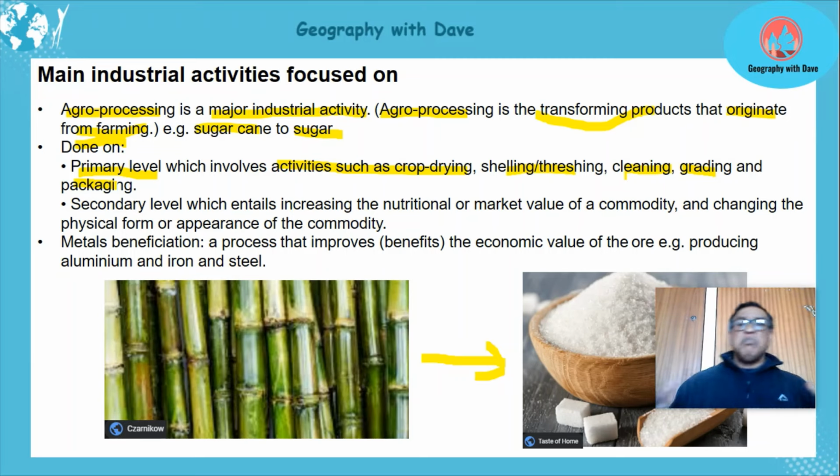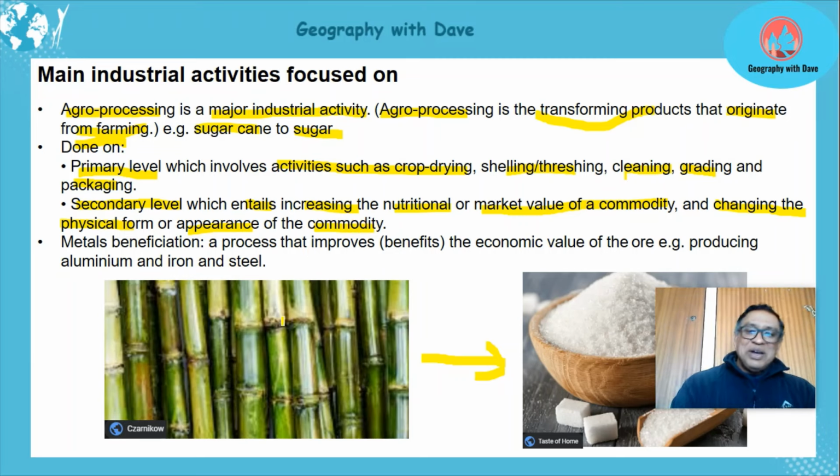So you're not changing it much, learners. You're not making a big change in it, like changing it from the sugar cane to the sugar. If you've got any nuts, you just keep it as nuts and you clean it up, you grade it, etc. Then you've got the secondary level agro-processing, which entails increasing the nutritional or market value of the commodity by changing the physical form or appearance of the commodity.